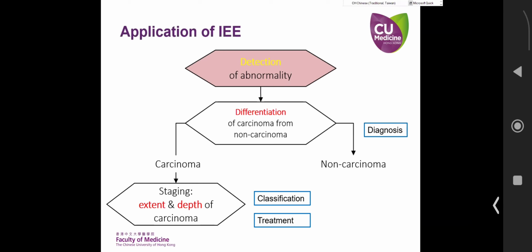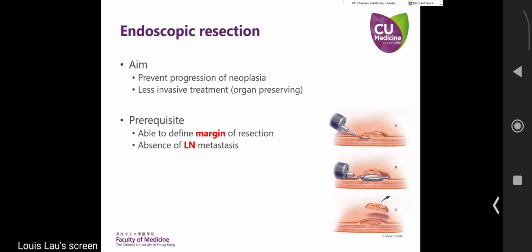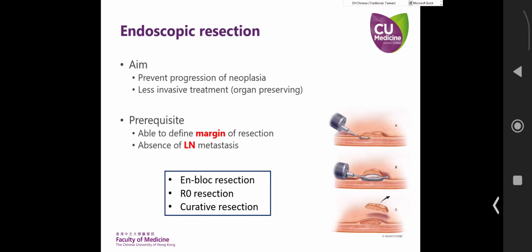And for endoscopic resection, we need to know two major things. First is the margin, of course the lateral margin and also the deep margin. And actually the deep margin brings in the second important prerequisite, that there is no lymph node metastasis, because if we do the endoscopic resection, most of the time we need to determine whether there's risk for lymph node metastasis to achieve something called curative resection.